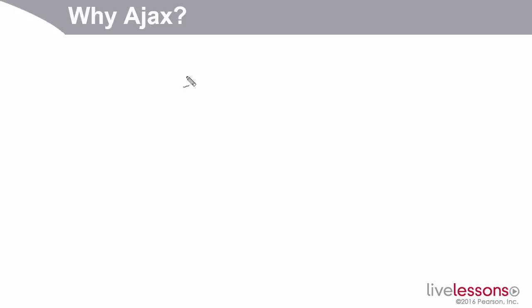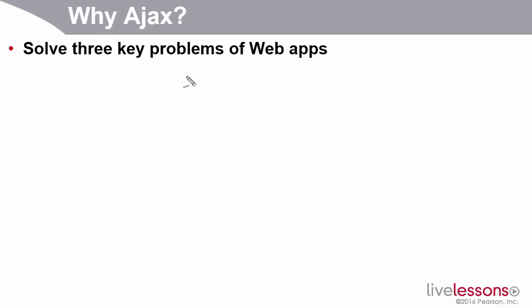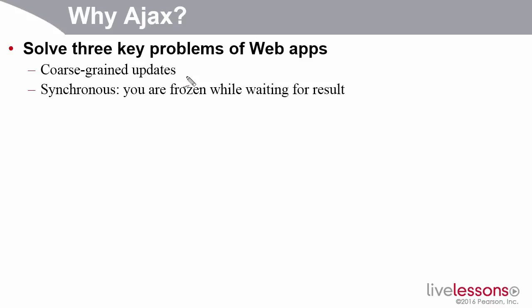All right, so we want web apps, but why do we want Ajax, JavaScript that talks to the server, gets some data back, and updates the page? Well, there are three major problems with web apps. One is, in a traditional web app, the only way to get a change is to reload the entire page. So that's very coarse-grained. You had to reload the whole page, even if only a small thing changed. Secondly, and perhaps even worse, is you are stuck waiting while that reload is happening. You can't be interacting with part of the page while the page is reloading. So it's a synchronous operation.